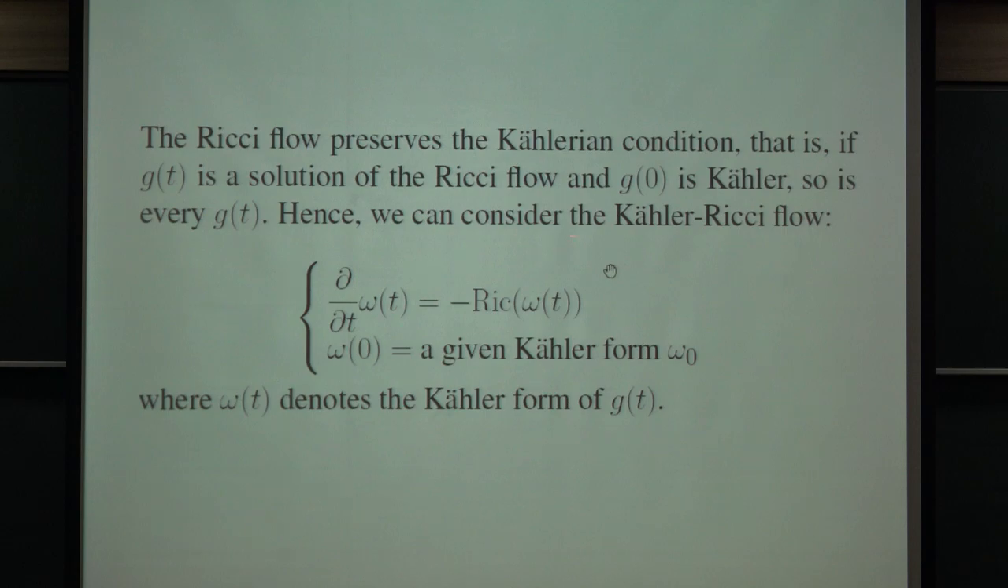So we can consider the scalar Ricci flow. Scalar Ricci flow is nothing but a Ricci flow confined to a scalar matrix. And this scalar matrix, the Kählerian condition is preserved by Ricci flow. So you can think that's just a special solution of a Ricci flow.